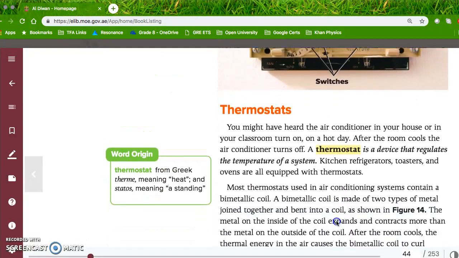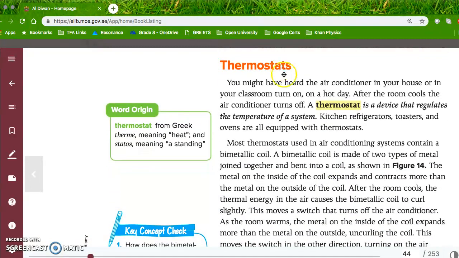Thermostats. You may have heard the air conditioning in your house or in your classroom turn on a hot day. After the room cools, the air conditioner turns off. A thermostat is a device that regulates the temperature of a system. Kitchen refrigerators, toasters, and ovens are all equipped with thermostats.